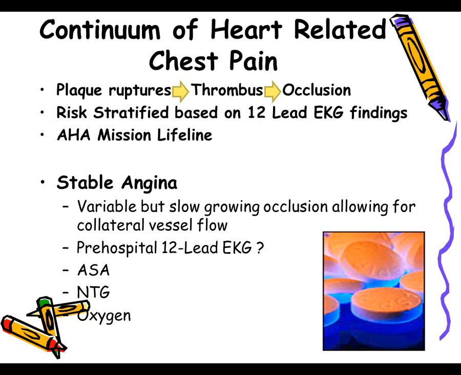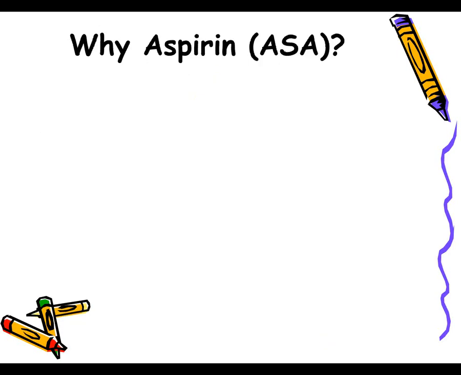If they have their own nitroglycerin, we're going to give it to them. If you have the ability to give them nitroglycerin and they meet the criteria, you're going to give it to them as well. And then we'll talk about whether we give them oxygen or not. So why do we give aspirin?